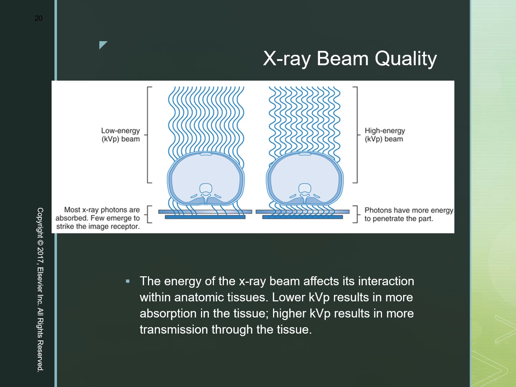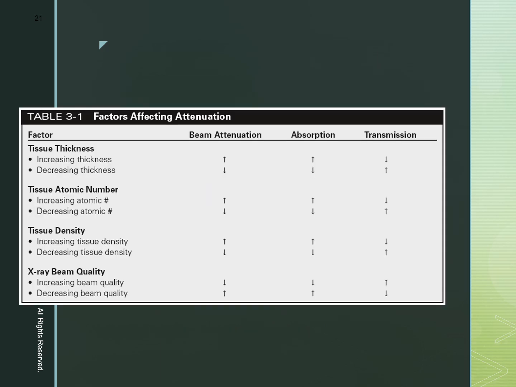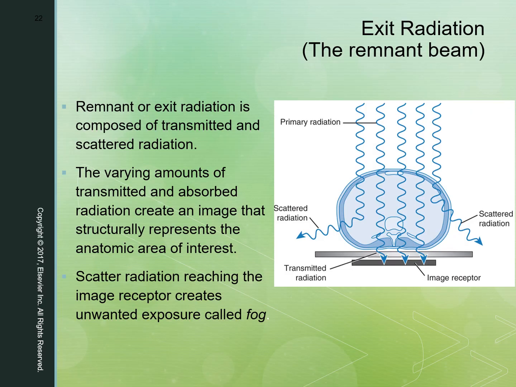Okay, X-ray beam quality. We know that the lower energy of the beam, the more it's going to be attenuated in our patient. The higher energy of the beam, the more it's going to penetrate or transmit through that patient. And here's just a quick chart kind of breaking that down for you. Okay, exit radiation or the remnant beam, this is what we're counting on. We need this. If we don't get this, we don't get an image. So this is what's transmitted through our patient.